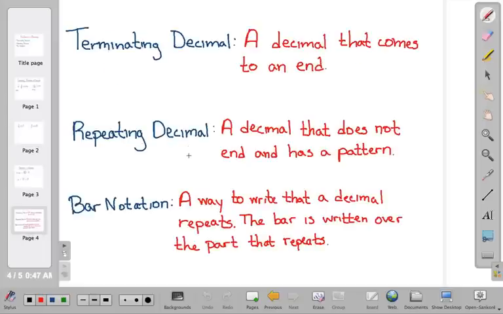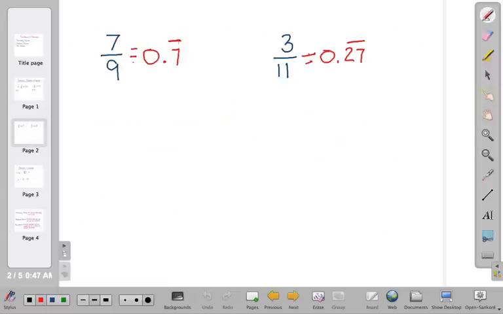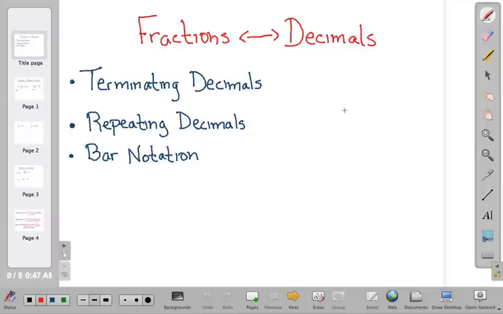And the way we write repeating decimals is that we use bar notation. Bar notation is a way to write that a decimal repeats, and the bar is written over the part that repeats. So in our first example, we put the bar over the 7 because that's the part that repeats. And in our second example, we put the bar over the 2, 7 because that was the part that repeats. And that's how you change fractions into decimals and decimals into fractions.